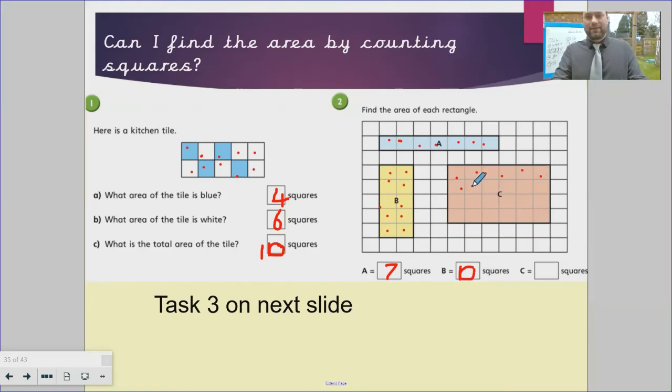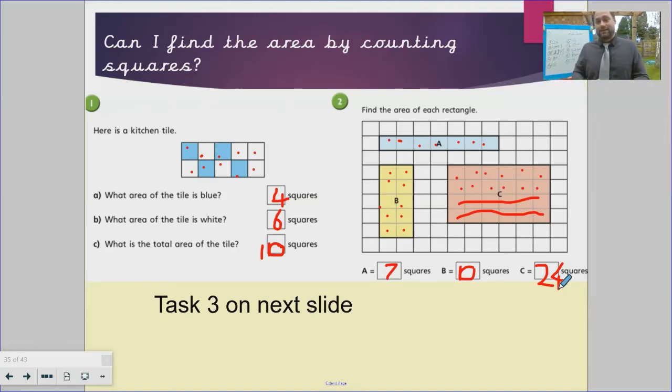We then got another 6, 7, 8, 9, 10, 11, 12, and then another 6 here, which gives us 18, and then I add another 6 here, which gives us 24 squares. For some of you, you may be able to see a pattern of how to work out area in shapes like squares and rectangles.